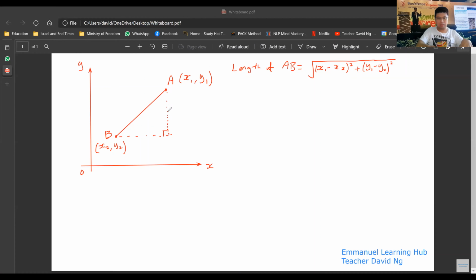Okay, this is my right angle here. So you can see that this is a right angle triangle. Let's call this point C. Do you agree that the length of AC is equal to y1 minus y2? Agree, right? Likewise, the length of BC is x1 minus x2. Agree? So by Pythagoras Theorem, in a right angle triangle, the length of BC square plus length of AC square is equal to length of AB squared.